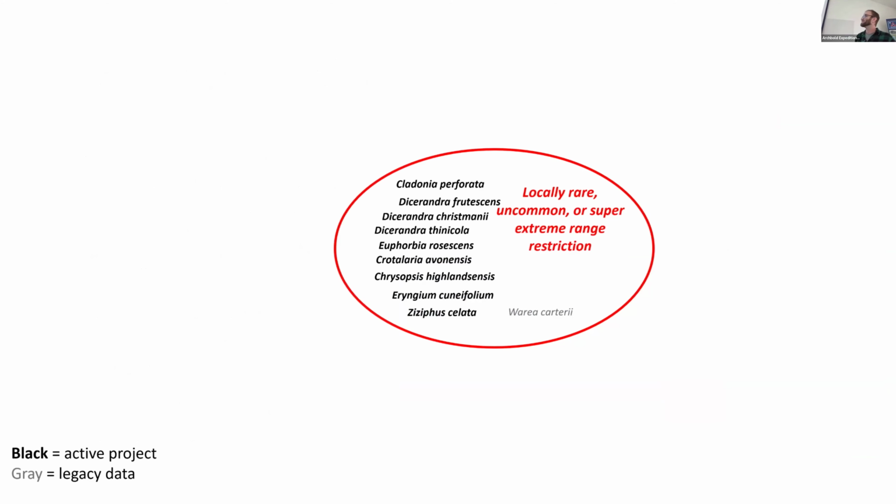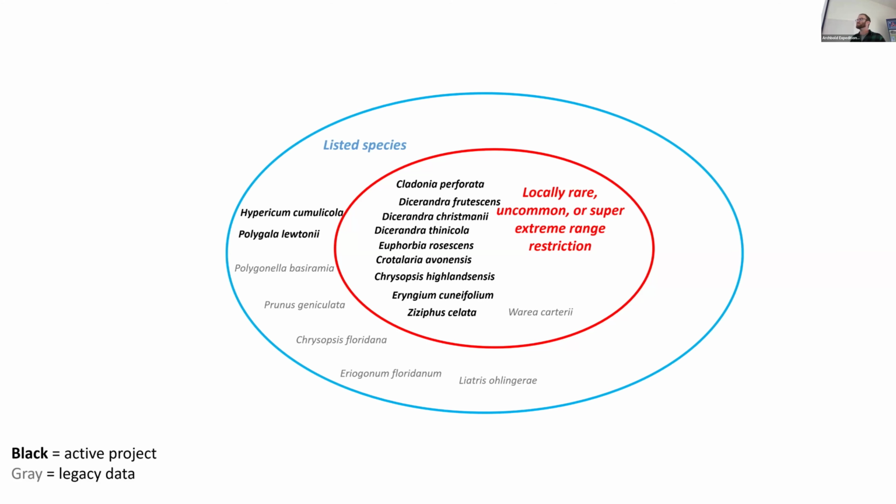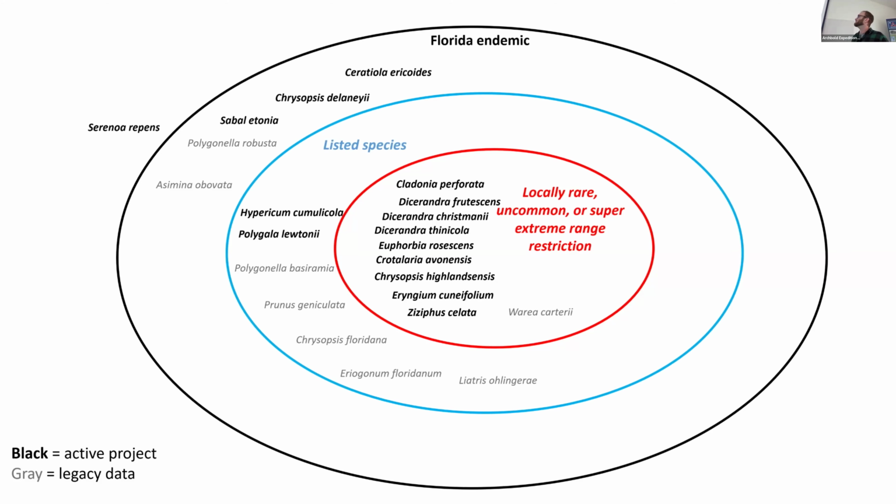And I just wanted to graphically illustrate the work we do with these species. So they kind of come in tiers. Some of the species we work on are locally rare, uncommon, or what I'm calling super extreme range restriction. And then we have another layer of listed species, including other species that are federally or state listed or Lake Wales Ridge endemics. And then beyond that, we have other plants that are endemic to Florida that we work on. So all but one of the species is endemic to Florida. And these layers of rarity really generate data sets that help us address different kinds of ecological or conservation-oriented questions.